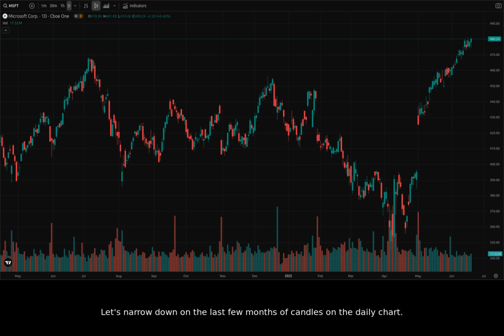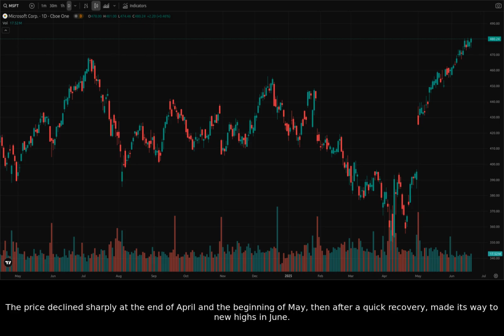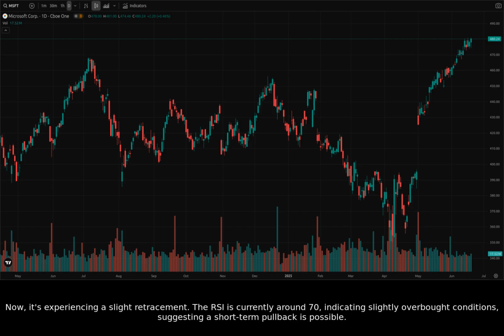Let's narrow down on the last few months of candles on the daily chart. Looking at a smaller range of candles from April 2025, we see some important things to note. The price declined sharply at the end of April and the beginning of May, then after a quick recovery, made its way to new highs in June. Now, it's experiencing a slight retracement. The RSI is currently around 70, indicating slightly overbought conditions, suggesting a short-term pullback is possible.